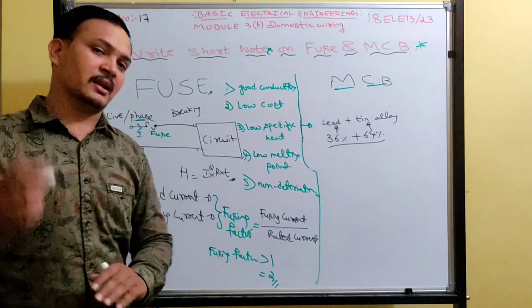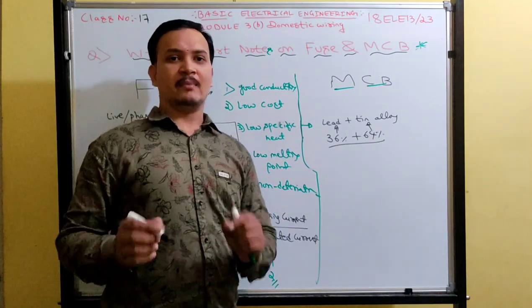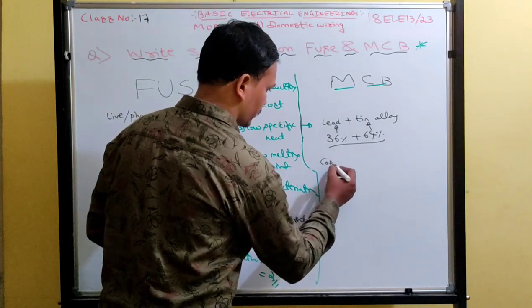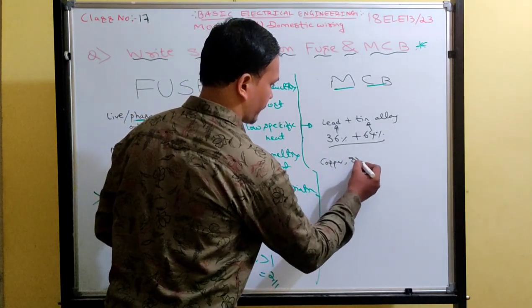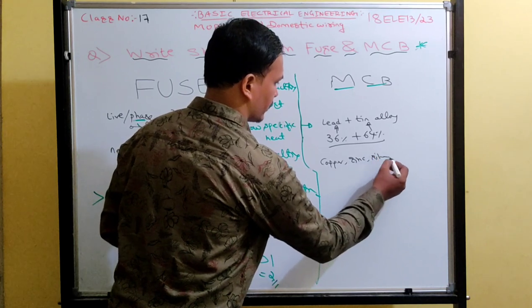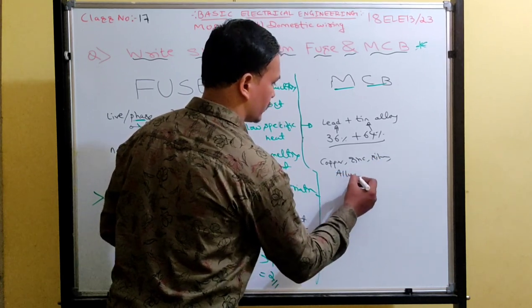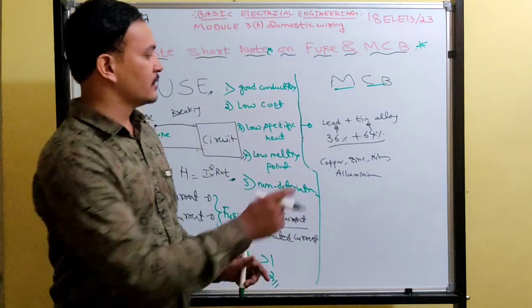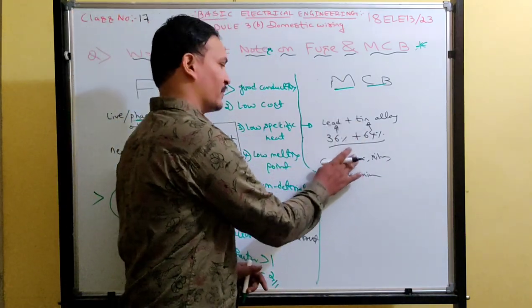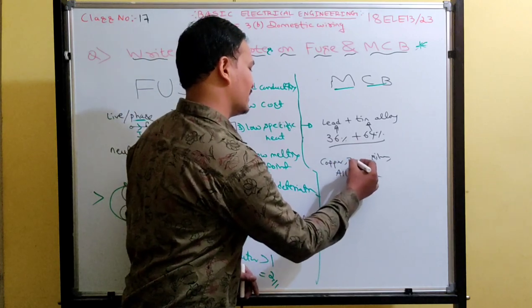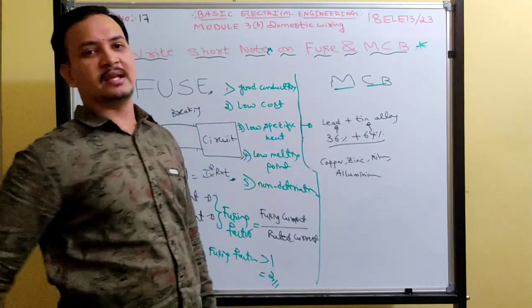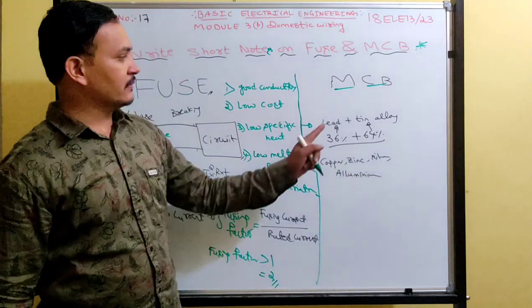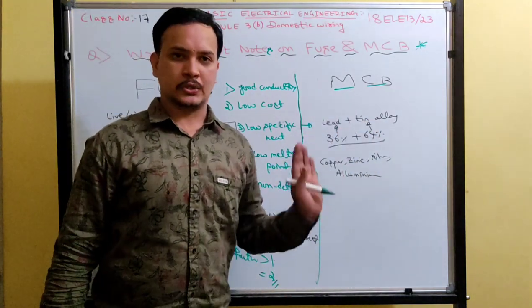However, for higher current ratings, the fusing element is made up of copper, zinc, silver, aluminium, and even lead and tin also.